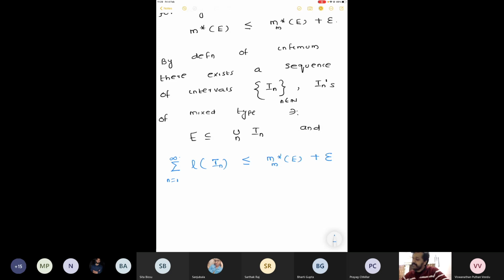Now, next what I do is, for each of these intervals In, which can be of mixed type, I will try to find intervals which are open.